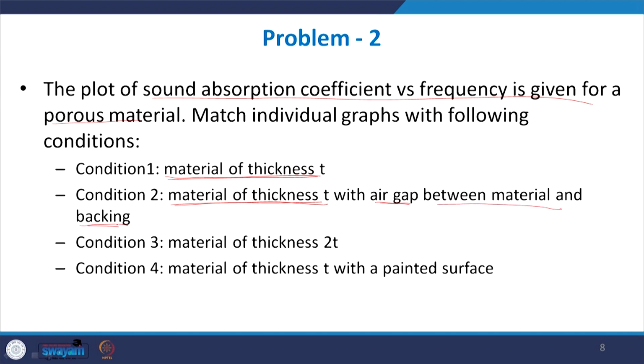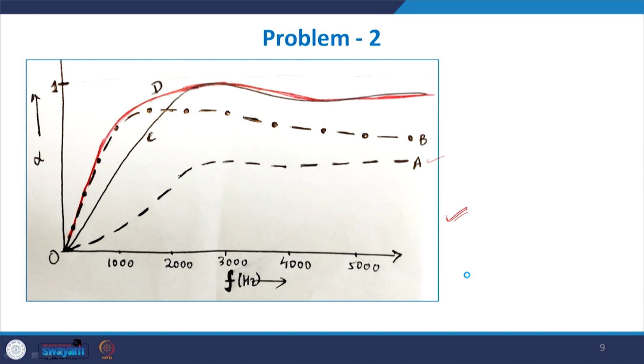In the third graph, it is the same material, but now the thickness is doubled, so the thickness becomes twice T. And the fourth graph is the material of thickness T with a painted surface. So the first condition is the original material, in the second an air gap is introduced, in the third the thickness is doubled for the original material, and the fourth is when the surface of the material is painted. Let's solve it one by one.